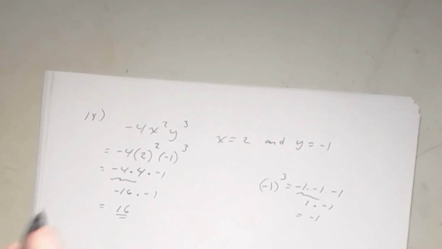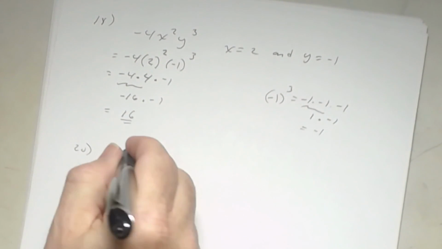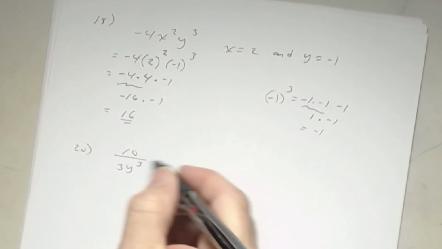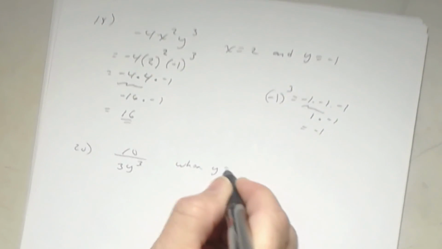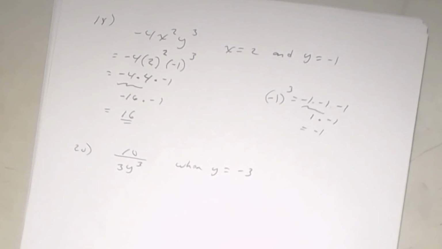And then finally, let's look at 20 with this. Number 20. You have 10 divided by 3y cubed, and you want to evaluate this expression when y is equal to negative 3. So just like before, where we see the variable y, what do you substitute? Negative 3. The only difference is that now you're substituting negative numbers instead of just positive numbers. So in test 1 and 2, when you did the substitutions, they were only positive numbers. Now you have negative numbers.